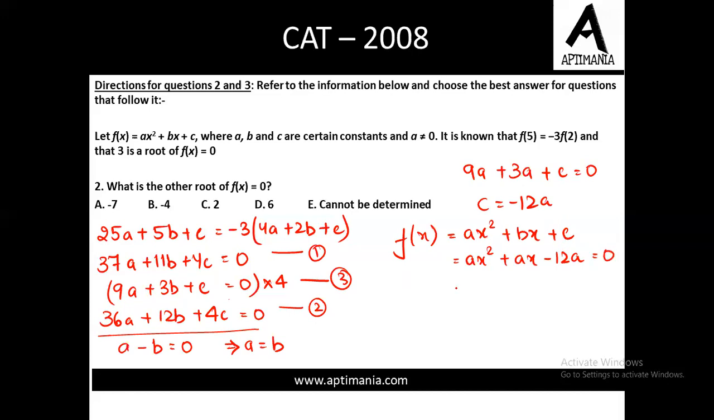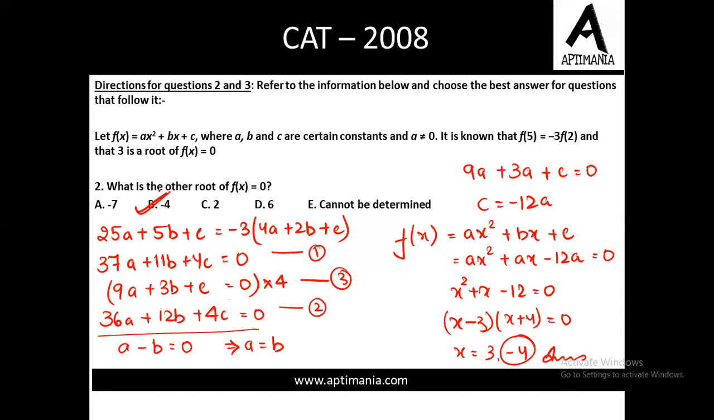So we'll take a common factor and it will get cancelled out. x square plus x minus 12 will be equal to 0. This will give us (x minus 3)(x plus 4) equals 0, which gives the roots x equals 3 and minus 4. Since 3 is already a determined root, the second root for f(x) equal to 0 will be minus 4, which is the correct answer. So for question number 2, the correct answer will be option B, that is minus 4.